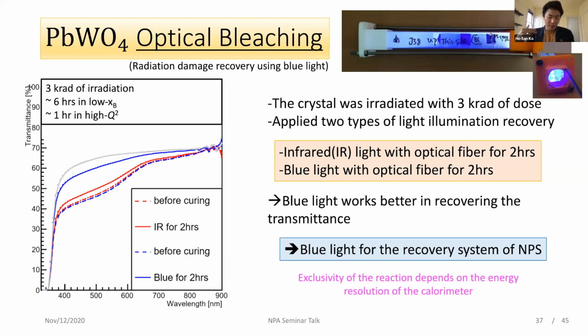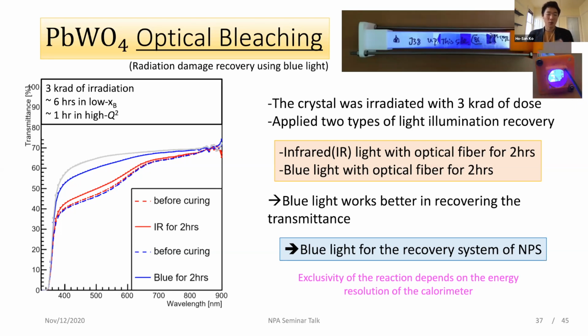But taking into account that the NPS should be delivered to Jefferson Lab by next year, we just decided to use blue light for our curing system of the NPS. And we call this radiation damage recovery using blue light optical bleaching. This is the case for 3 kilorad, which can be converted into 1 hour of high Q square setting and 6 hours of beam time for low X settings.